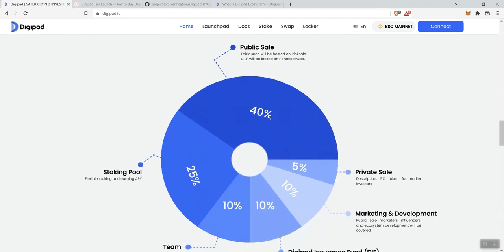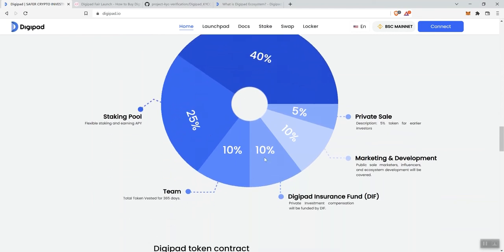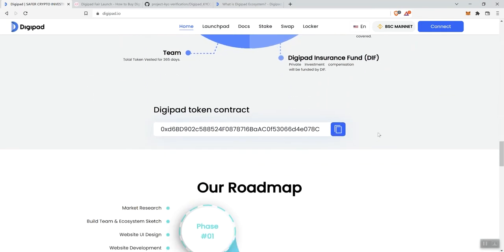So we see 40% going to the public sale, 25% to the staking pool, 10% to the team, 10% to the DIF, 10% to marketing and development, and 5% to a private sale. So keep in mind, there was a private sale. I don't really have details in regards to the private sale and what the hard cap was of that, but just understand that people will have tokens from a pretty early stage on the project when it launches.